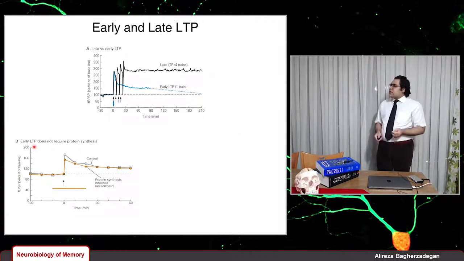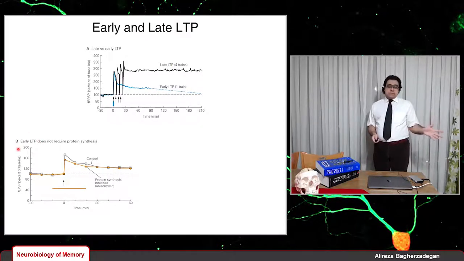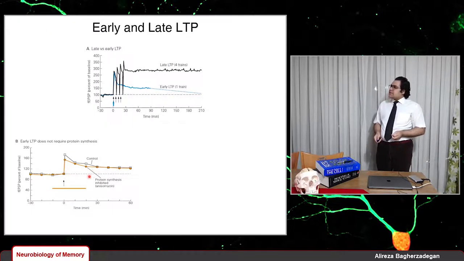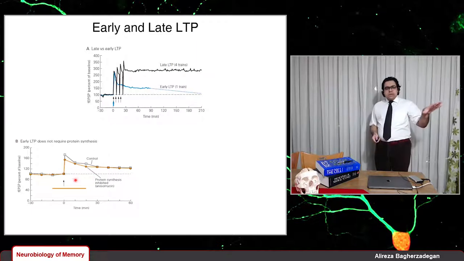Scientists also found out that early LTP does not require protein synthesis. We can inhibit protein synthesis and still get early LTP. As you can see here, we have a control experiment in which we try to induce early LTP but do not inhibit protein synthesis. And we have another experiment in which we inhibit protein synthesis and try to induce early LTP by one tetanic stimulation, as you can see by this one arrow. There's almost no difference in these two results. Even if we completely inhibit protein synthesis by anisomycin, an inhibitor of protein synthesis, we can still get early LTP. This bar indicates the application of anisomycin during the protocol used for inducing early LTP.